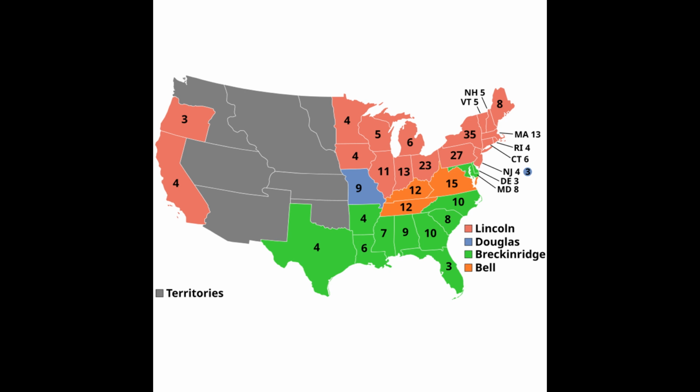Gasconade County, Missouri, has voted for the Republican presidential candidate in every election from 1860 on, which, as of 2024, makes it the longest Republican winning streak in presidential elections in the nation. Wow. Look at you, Gasconade.